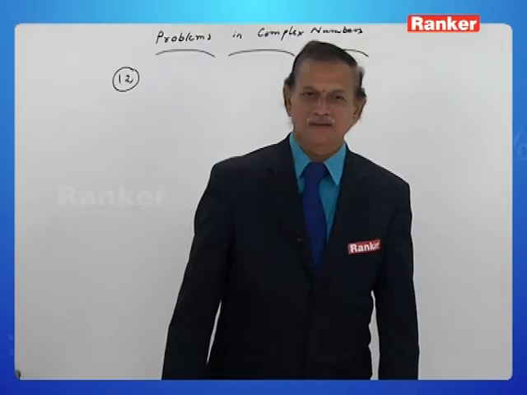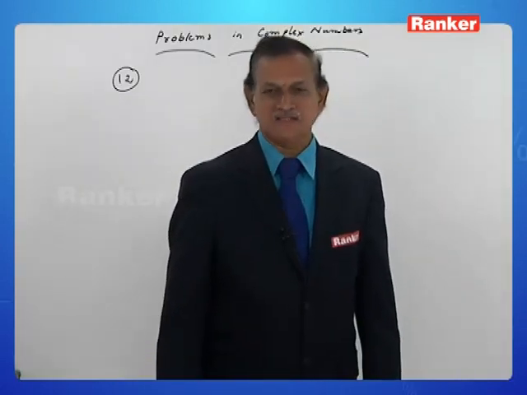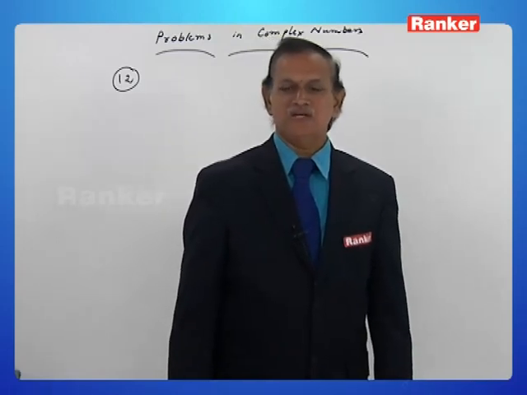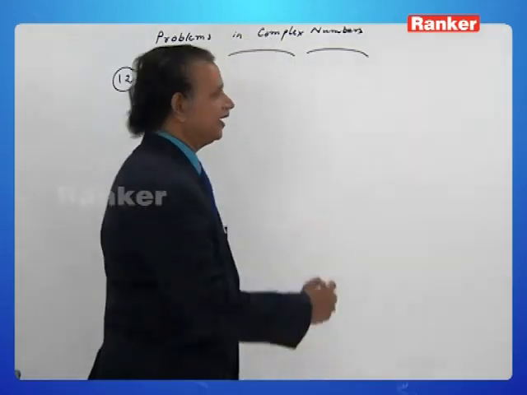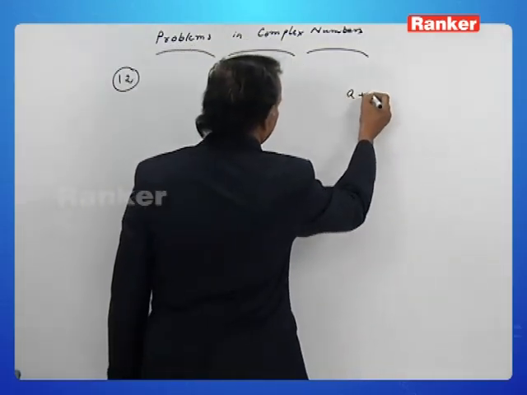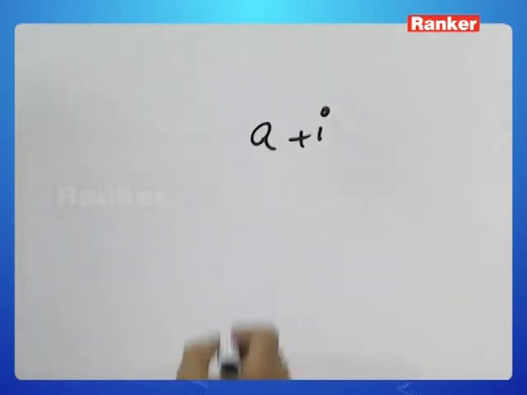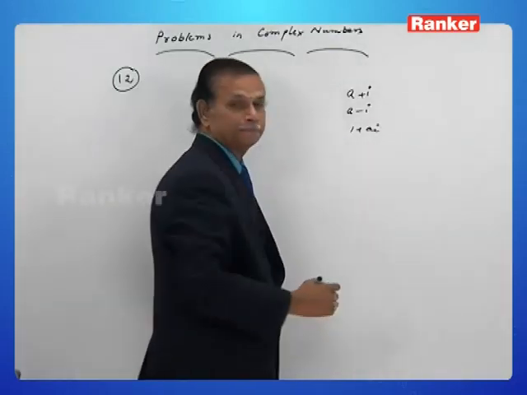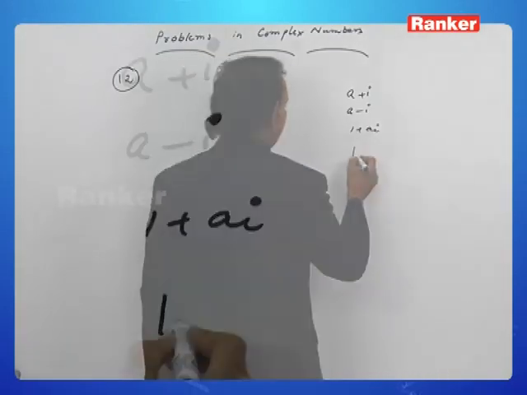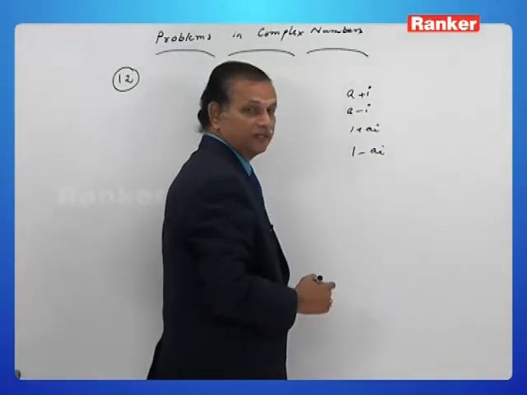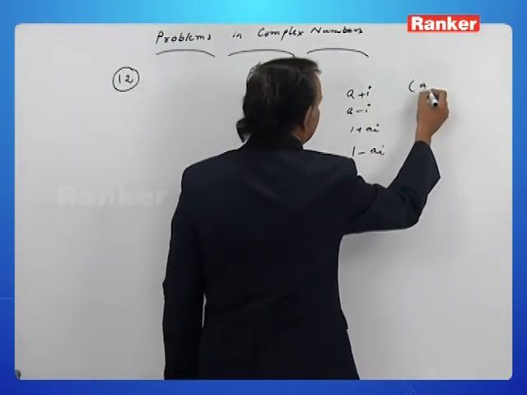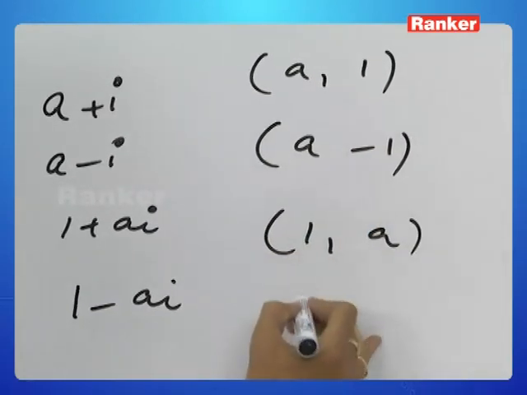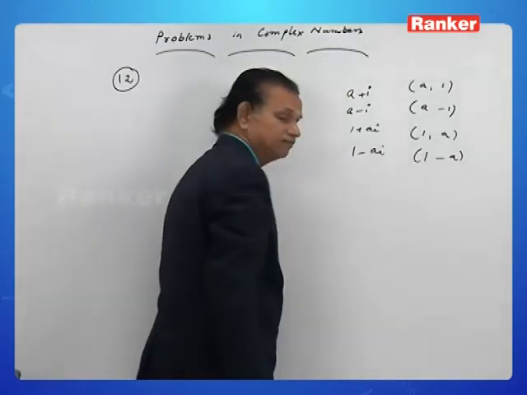That's it. In the question, the 4 vertices are the points which are represented corresponding to the complex numbers. What are the complex numbers? a + i, a - i, 1 + ai, 1 - ai. a + i is the point (a, 1). This is (a, -1). This is (1, a), and this is (1, -a).